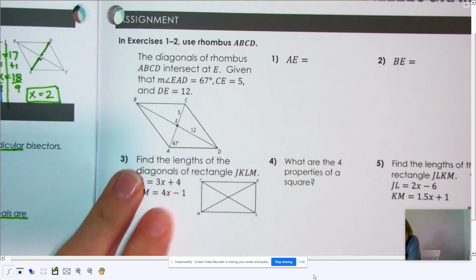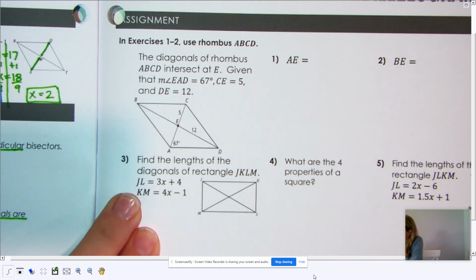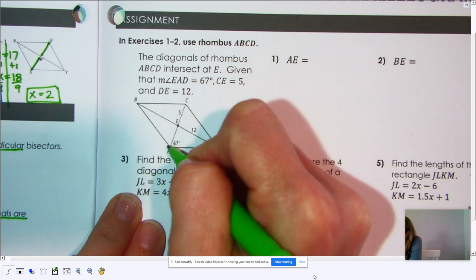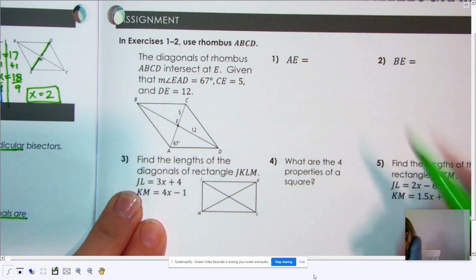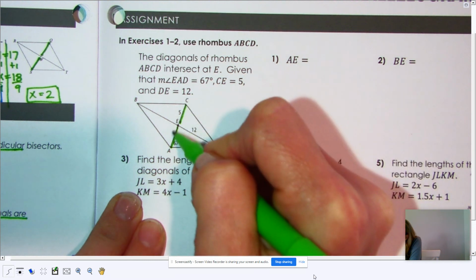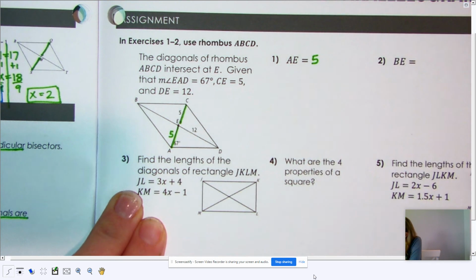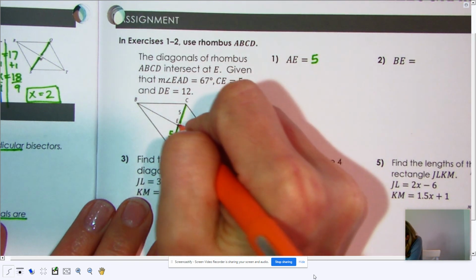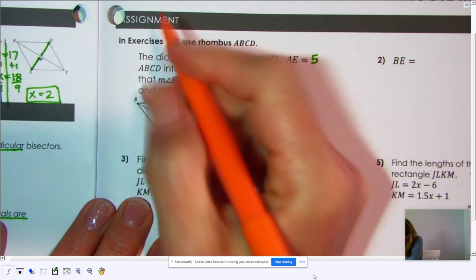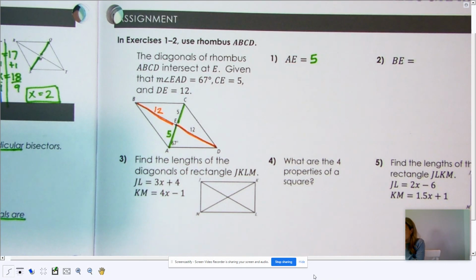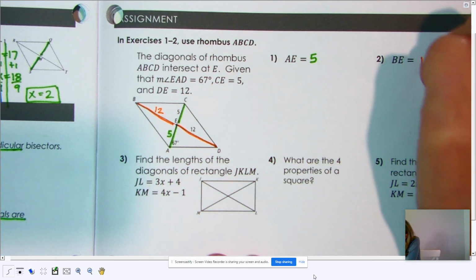Okay, so first of all, if it's a rhombus, I know that all of the sides on the outside are equal. I also know that these diagonals bisect each other. So for AE right here, if this little piece is 5, then I know A to E is also 5. Okay, and then if I know that E to D is 12, the piece I'm looking for is B to E. So I know that one is also 12, because remember, the diagonals bisect each other. So I know that one is 12.